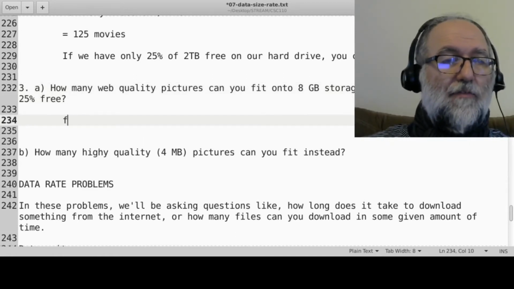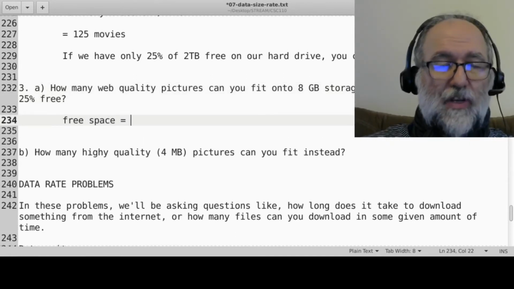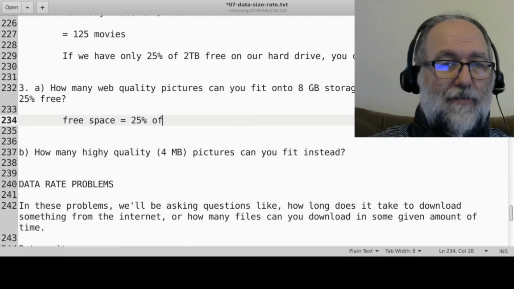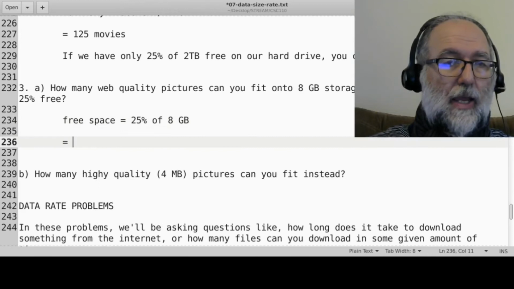So once again, we have free space, and the free space now is going to be 25% of 8 gigabytes.